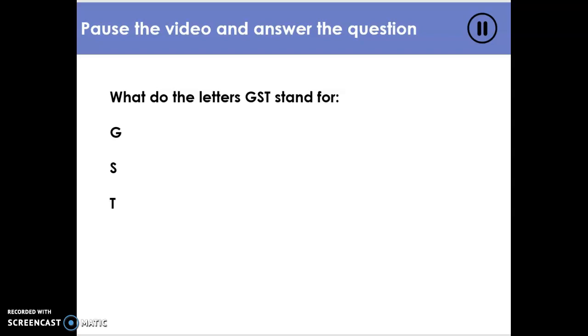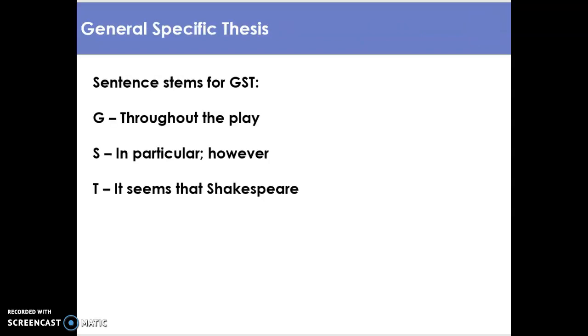What I'd like to do before that is just to quickly write down the letters GST and what those letters stand for, please. So if you could pause the video and do that. Super. Hopefully you remember that those letters stand for general, specific, thesis, and they are the kind of formula, if you like, for creating an introduction.